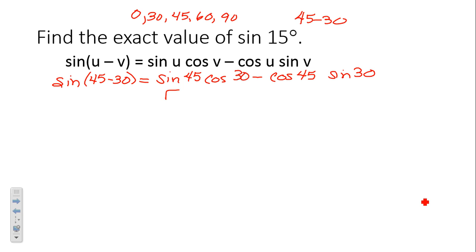So sine of 45 we should know from memory, hopefully. Square root of 2 over 2. Cosine of 30, square root of 3 over 2. And you can look these up on your unit circle as well. Cosine 45, square root of 2 over 2. And 1/2 for sine of 30.